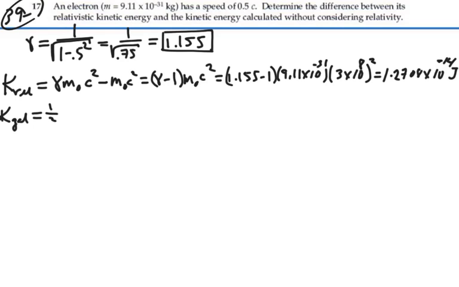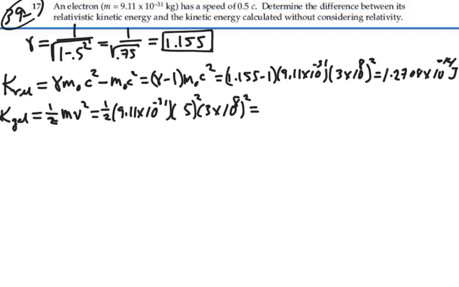Well, we know from Newtonian mechanics that would be 1/2 mass times velocity squared. In this case, that would be 1/2 the mass of the electron, 9.11 times 10 to the minus 31. And it's moving at a speed of 0.5 c, so the velocity squared will be 0.5 squared times c squared. And that is equal to 1.0249 times 10 to the minus 14 joules.